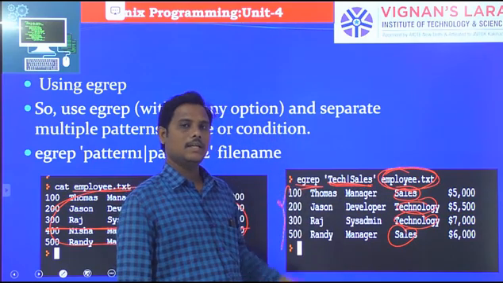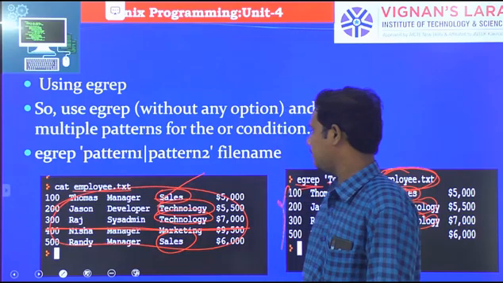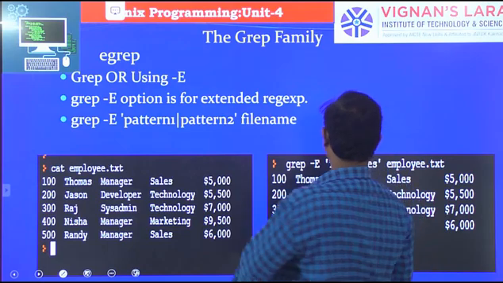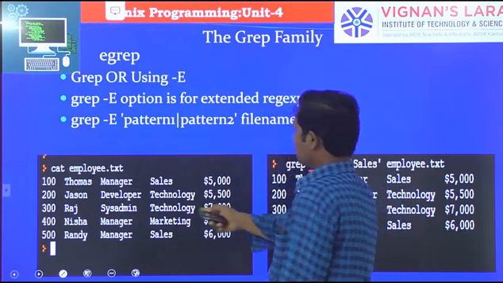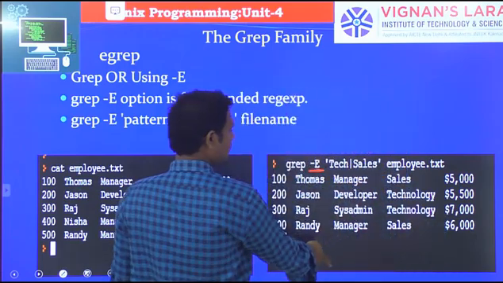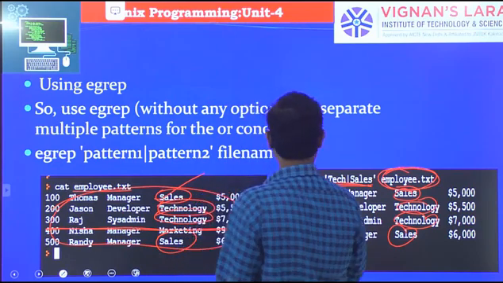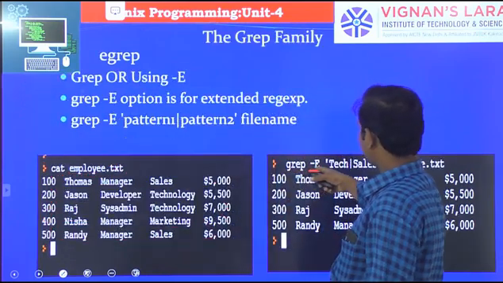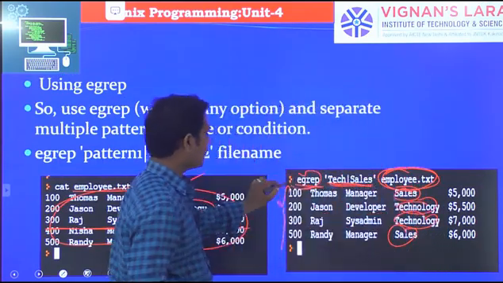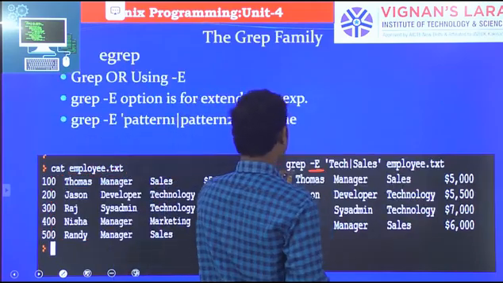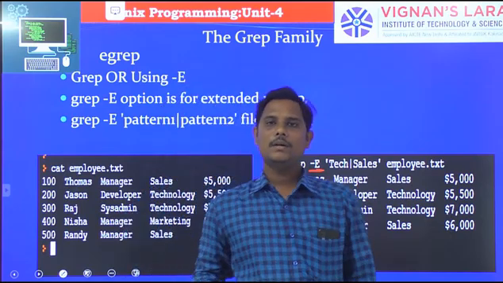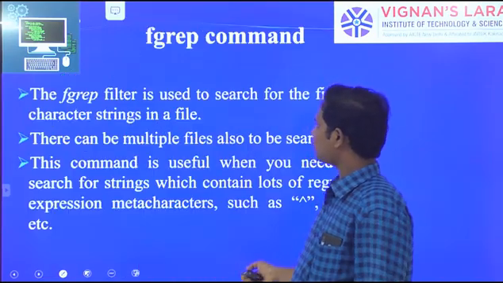So easily you can search using egrep. Using egrep, option E also you can use it, and the same output will be displayed. Same input file, same output as previously. Writing the complete name egrep, or just grep with option E, gives the same output. That's why it is the same as that of grep.